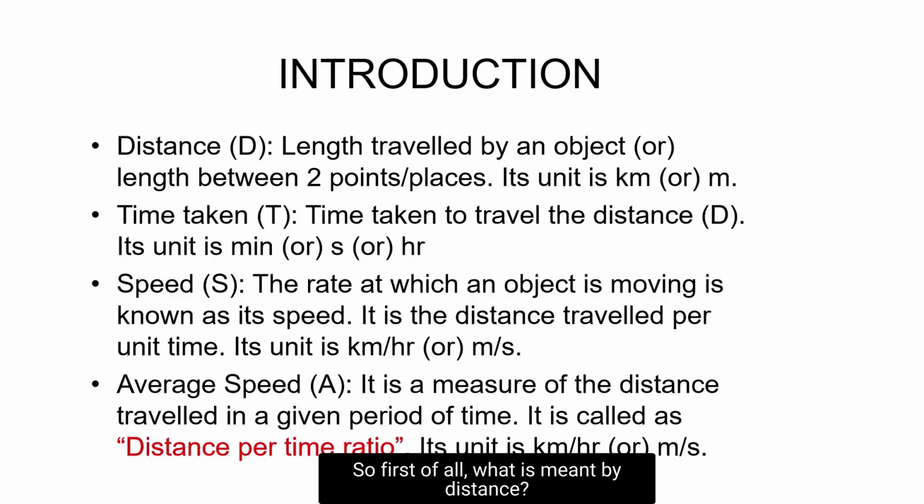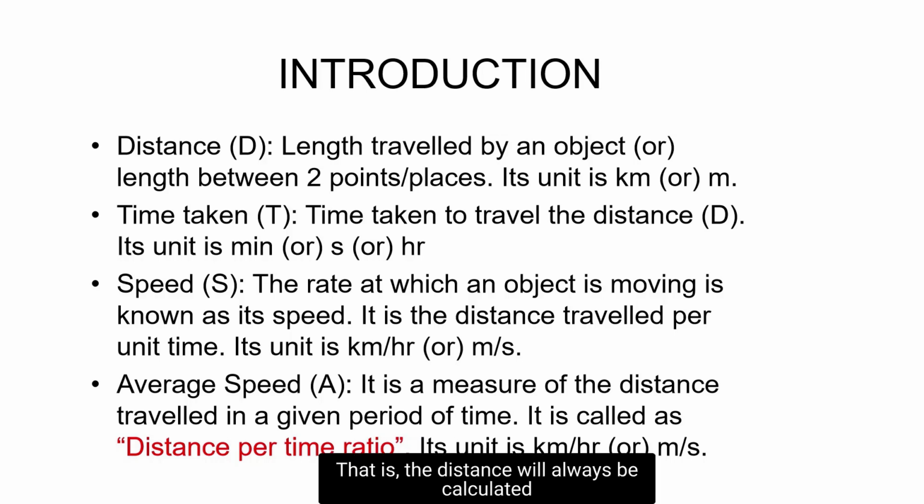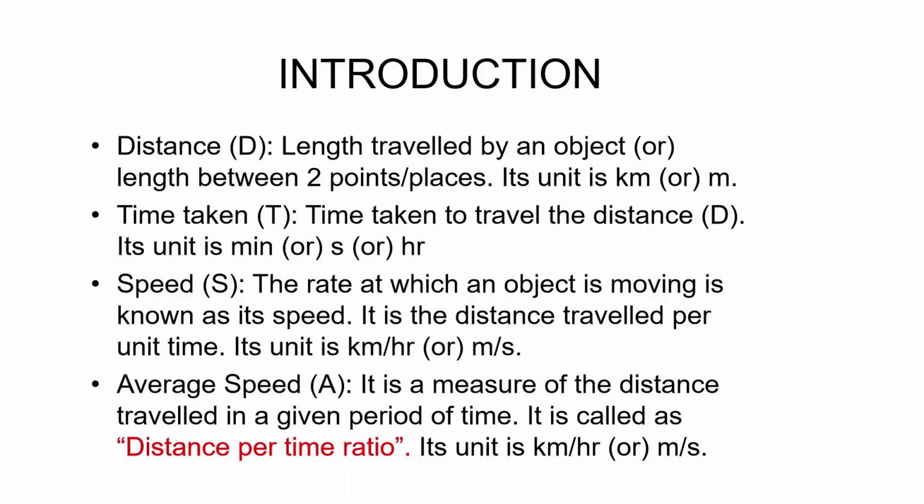So first of all, what is meant by distance? It is defined as the length traveled by an object. For example, if an object travels from point A to point B, then the length between point A and point B is referred to as distance. That is, the distance will always be calculated when an object moves from one location to another or from source to destination. The unit metric of distance is meter or kilometer.